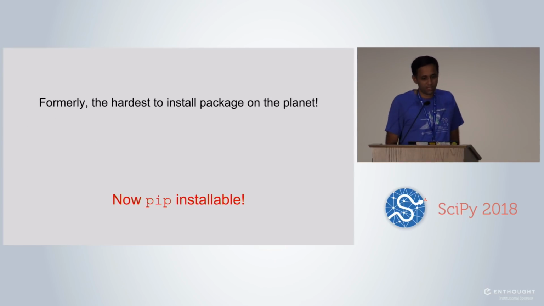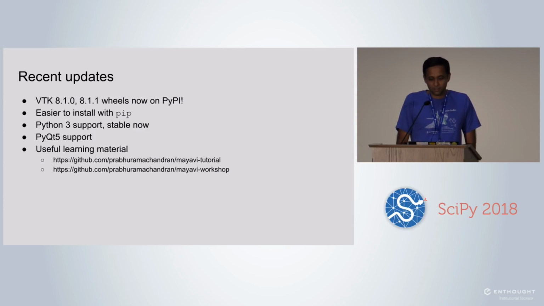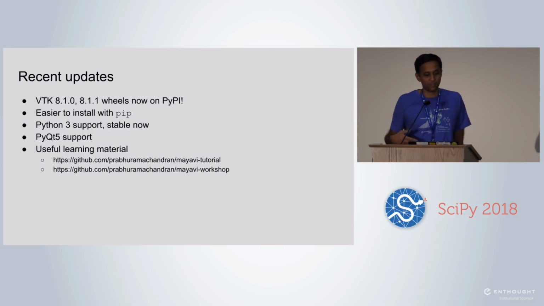So it used to be the hardest to install package on the planet, and I'll take anybody up on that. I don't think I'll have any contenders on that. But it is now pip installable, and that's a pretty big deal. This is because of a collaborative initiative with the Kitware guys from last SciPy, where they managed to get the VTK system building well enough that we can make wheels. So VTK 8.1.0 and 8.1.1, which are the latest stable releases, are actually available as wheels on PyPI on all the major platforms. This makes it easier to install with pip.